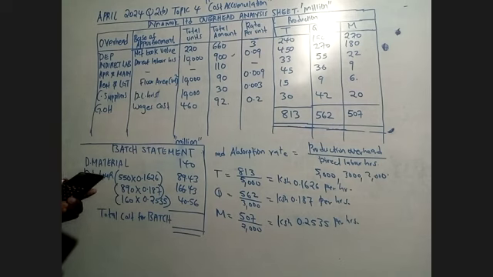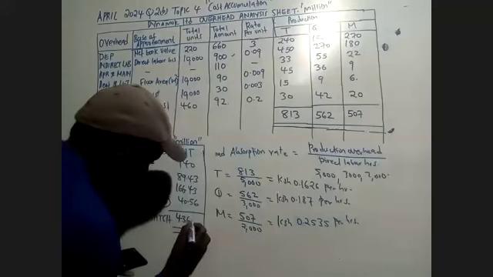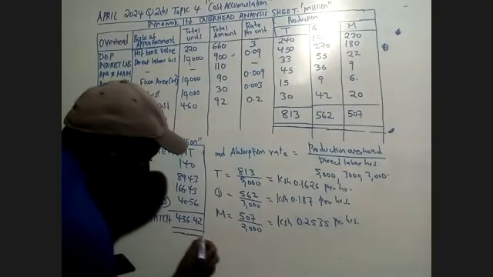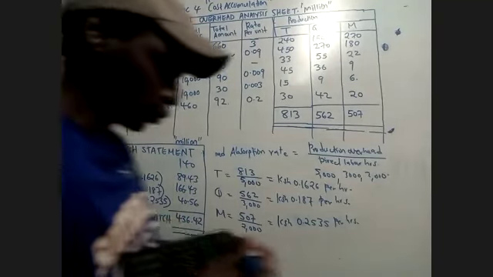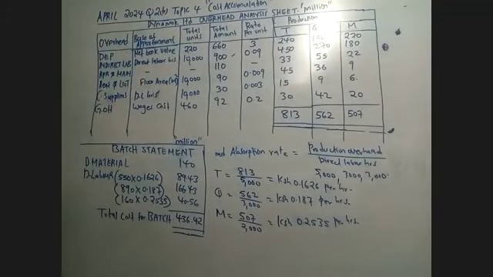So 140 plus 89.43, plus 166.43, then 40.56. So the total cost in million is 436.42. So this one is in million. That is how you are supposed to do that question for the batch. I think there is nothing else we can add, but that is how you are supposed to do that question.